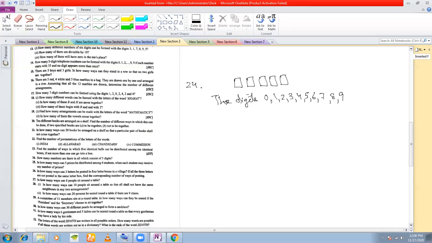But the point here is that they have not said that it cannot be repeated. See, if I put a 2 here, I can put a 2 here also. I can put a 2 here also. I can put a 2 here also. So this is also a 5-digit number.